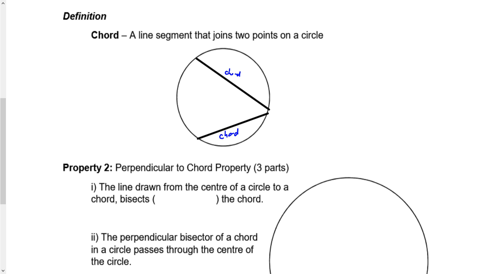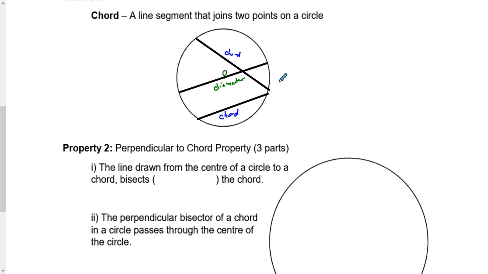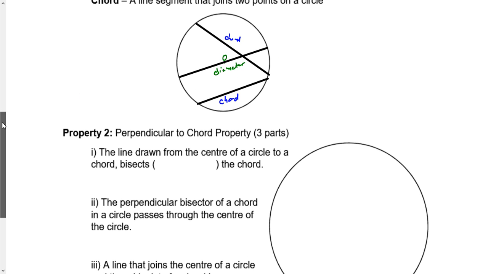So you may be asking, well, what about the most special chord? Of course, probably the most well-known chord is the one that goes straight through the center of the circle. And the chord that goes straight through the center of the circle is the diameter. So the diameter is just a special chord. But all chords just connect 2 sides of a circle. Which brings us into the second property.